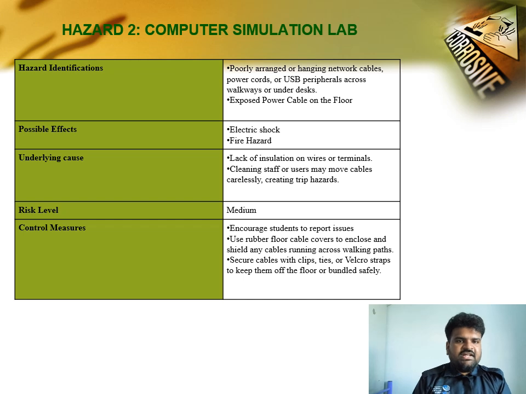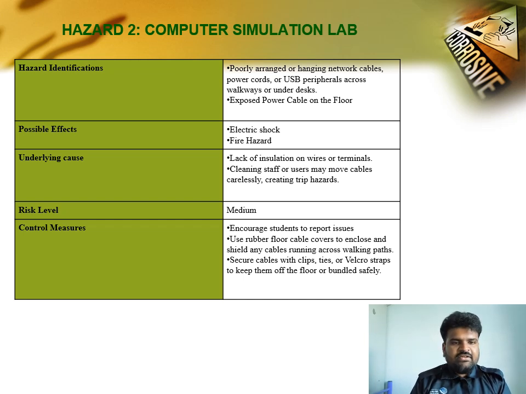So moving to the next hazard, hazard 2, computer simulation lab. So hazard identification: poorly arranged or hanging network cables, power cords or USB peripherals across walkways or under desks. Exposed power cable on the floor. So what are the possible effects? Electric shock and fire hazard.